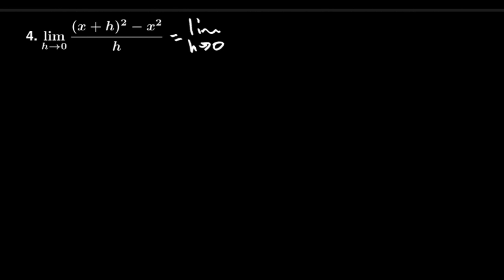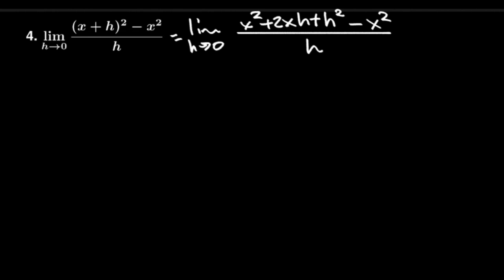Limit as h approaches 0. Now we can't really do a conjugate, so let's just do algebra to it. Let's just simplify it as much as possible. So if we do this, we get x squared plus 2xh plus h squared minus x squared. So this minus x squared is just that thing that was originally there, all divided by h.